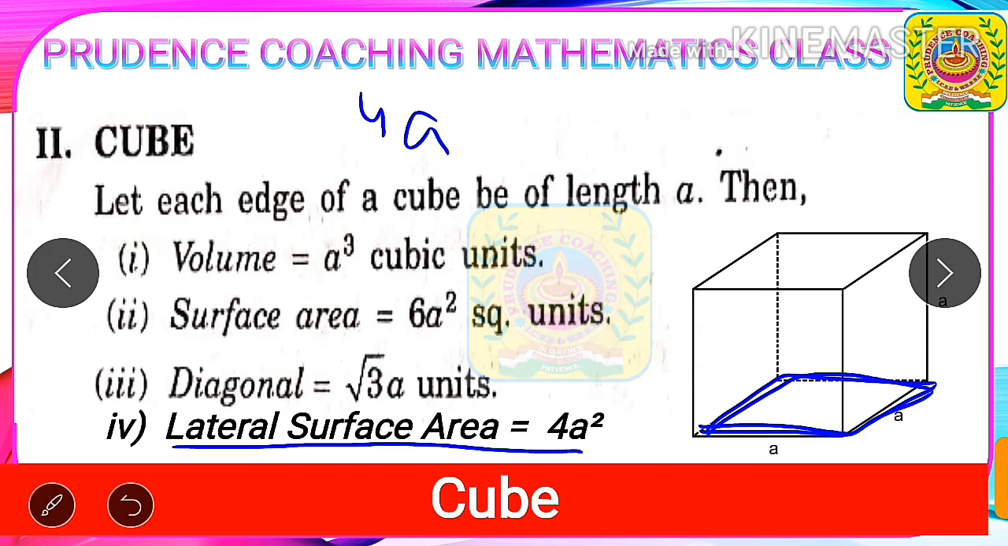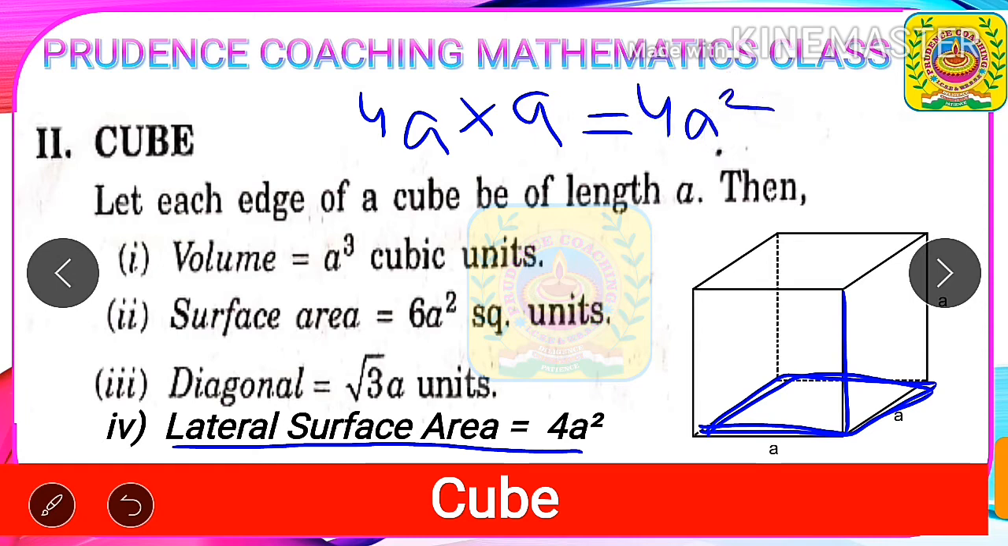Now we need to multiply the height with it, and as it is a cube, all the edges are A centimeter, so we just multiply with A. By this we get 4A square. So 4A square will be the lateral surface area.